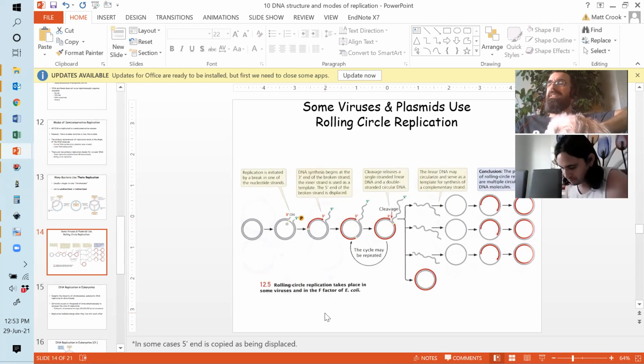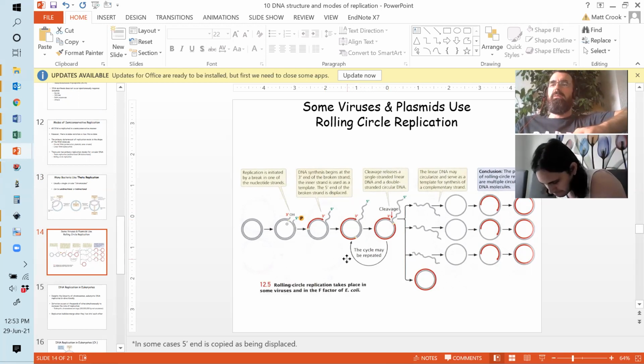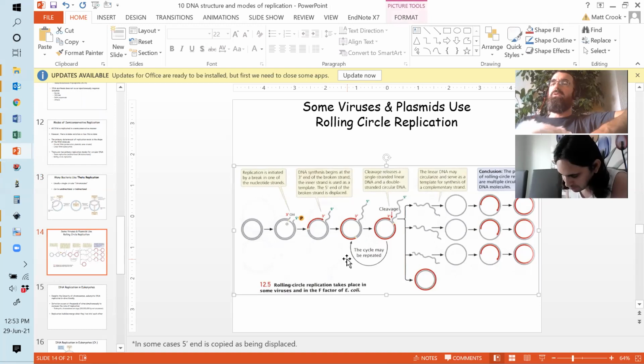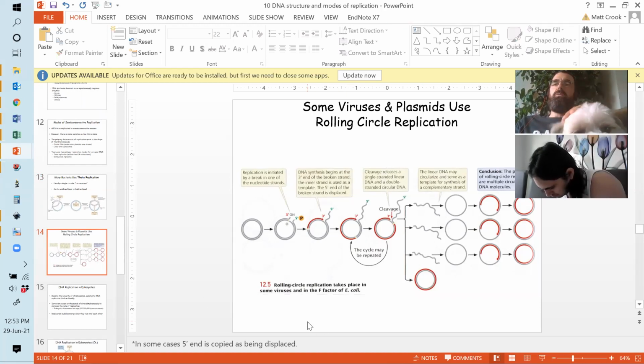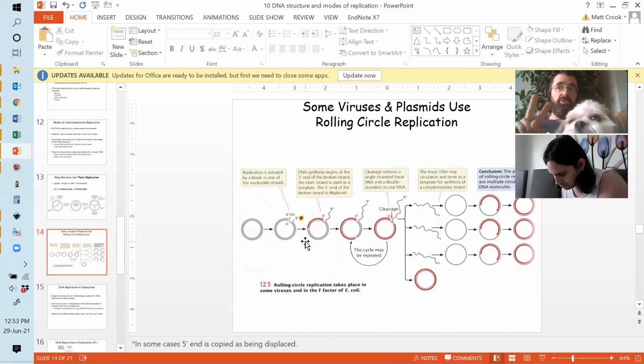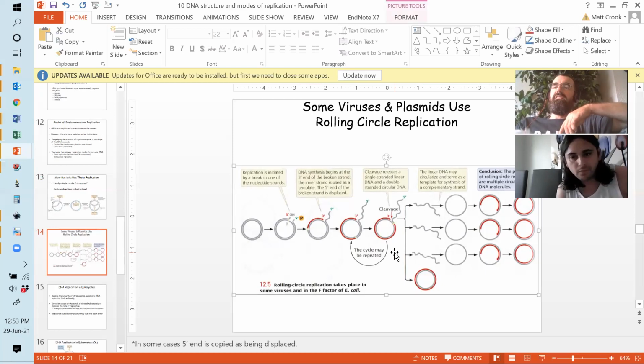So instead, some viruses, not all of them, do something called rolling circle replication. Essentially what happens here is you synthesize one strand, not the two strands, just one. So you make a nick and cut the backbone of one of the strands, and essentially you peel it off as you synthesize the new one.